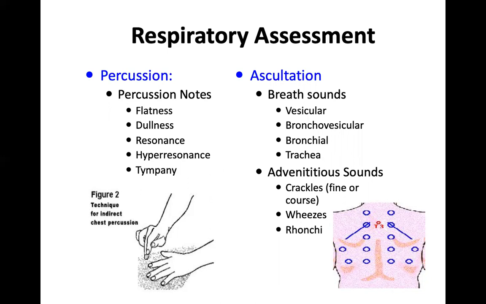Rhonchi are those coarse sounds, and sometimes if they cough, they actually get rid of the rhonchi. Rhonchi are usually sputum or mucus in their big bronchial trees. A lot of times you can have them cough and it'll go away, or if they expectorate with the cough, that'll go away. But even so, if rhonchi is there, something else is going on. And remember, that's where you think about pneumonia, you think about asthma, you think about heart failure.